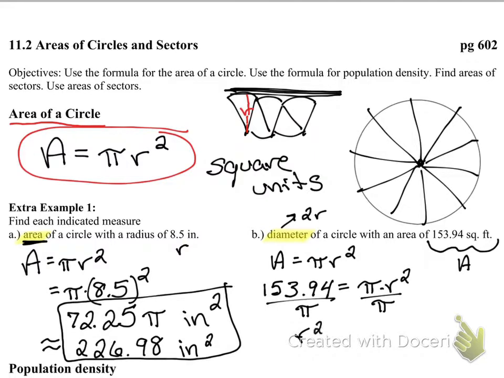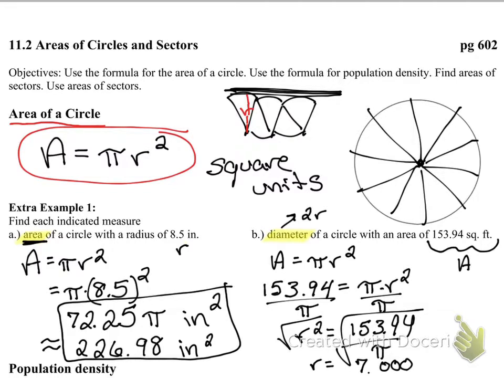Then r squared would equal 153.94 divided by pi. And then I need to take the square root of both sides. So I'm going to type in my calculator the square root of 153.94 divided by pi, all inside the square root. And I get a radius of 7.000, so pretty darn close to 7. Then my diameter would be 2 radii, so 2 times 7 is 14. And my units here are feet, so my diameter is 14 feet.